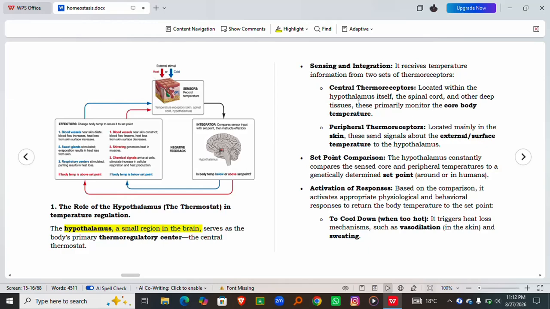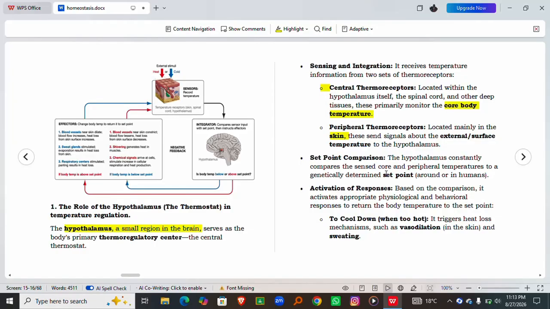And what does it do? It senses and integrates. It receives temperature information from two sets of thermoreceptors. The central thermoreceptors are located in the hypothalamus itself, the spinal cord, and other deep tissues. These help to monitor the core body temperature, the internal body temperature. The word core simply translates into something internal. Then we have the peripheral thermoreceptors. These ones are located in the skin. Peripheral means something that is on the external surface. They detect the external temperature.